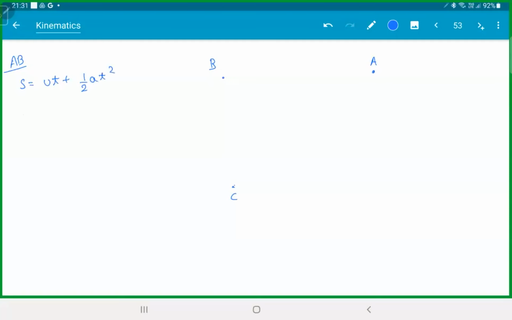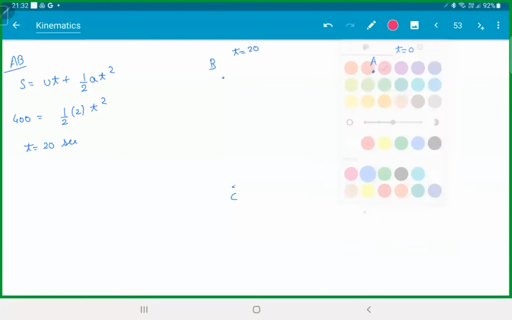S is 400. U is 0. Acceleration is 2. So 20 seconds. So it takes 20 seconds for the train to go from A to B. That means the sound of the horn is for 20 seconds. For 20 seconds, the horn is working.